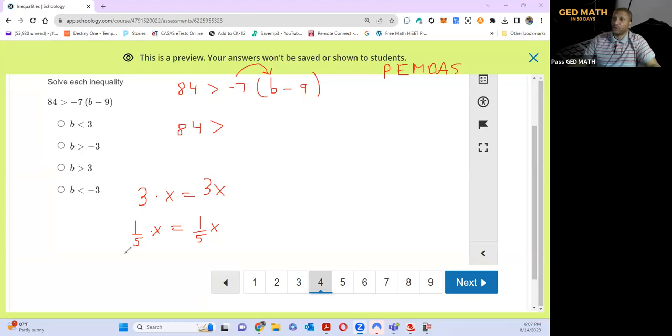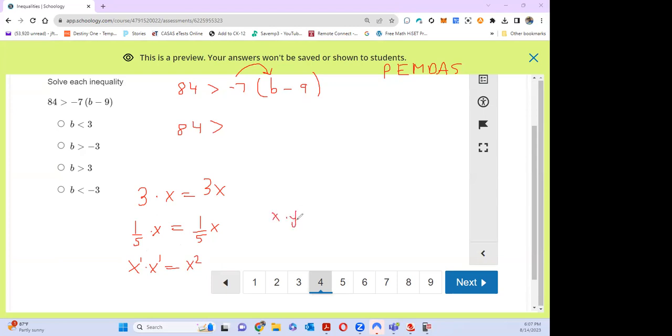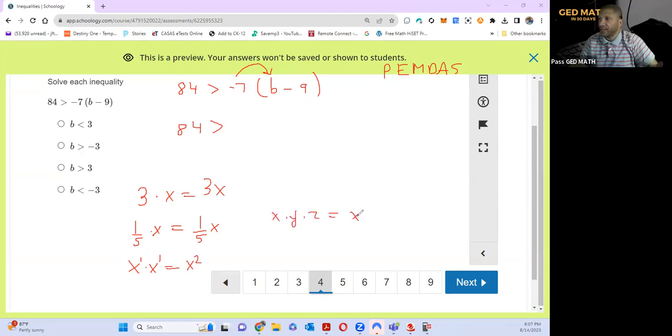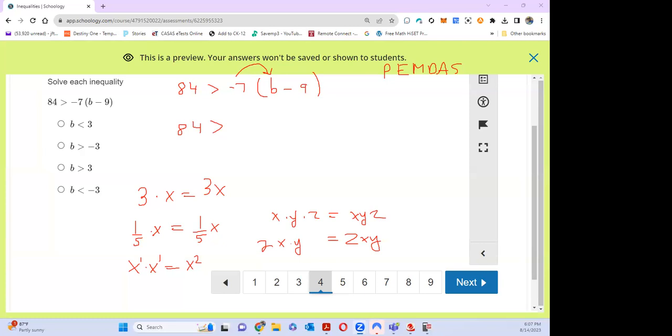We also know that a variable times a variable means you're multiplying exponents with the same base. Don't see that exponent? That's a 1. You add those exponents, so x squared. So these are common rules. For example, x times y times z is just xyz. 2x times y is just 2xy. Everybody understand that? Okay, so that's very important.